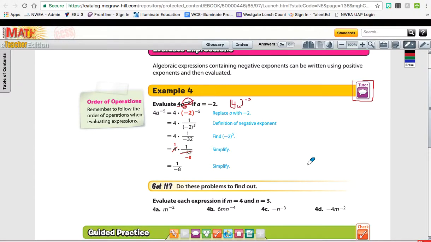And coming down to the got it section, again, if you want to pause the video and try to work these out on your own, you can. And then press play when you're ready to see the answers.